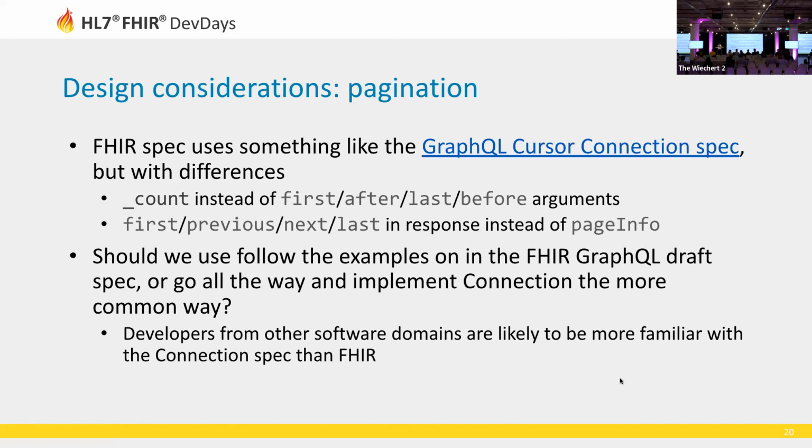And so for us, we had to ask ourselves, do we want to follow the FHIR one, or do we want to follow this GraphQL cursor connection spec that seems more common in other GraphQL implementations? And again, we opted for GraphQL, because we had a lot of software engineers coming in from other domains that are not healthcare, who were already familiar with GraphQL but not as familiar with FHIR, and so we leaned towards the more GraphQL-native approach.